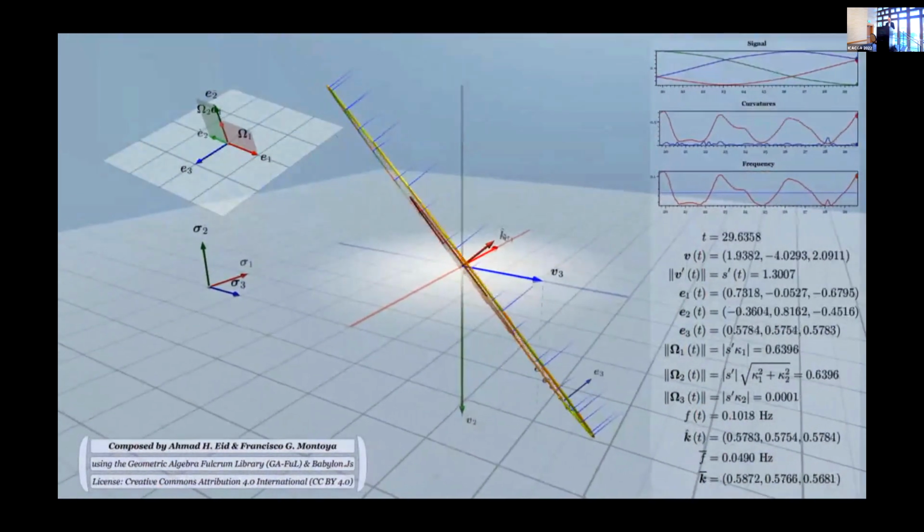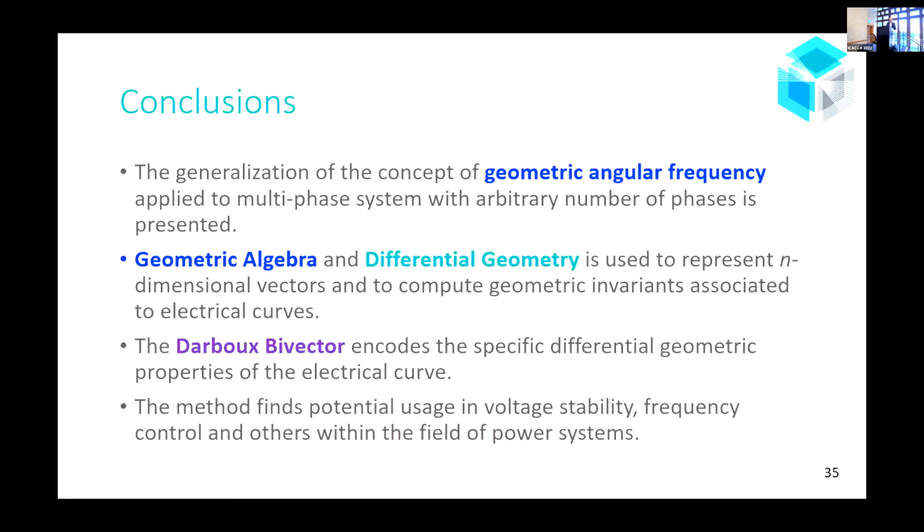So I end with my conclusion. The generalization of the concept of geometric frequency applied to multiphase systems. Applying geometric algebra and differential geometry, we can find the invariants associated to these systems. And the key here is to employ the Darboux bivector to extend to n-dimensional systems. So it has potential benefits for voltage stability and frequency analysis in power systems.